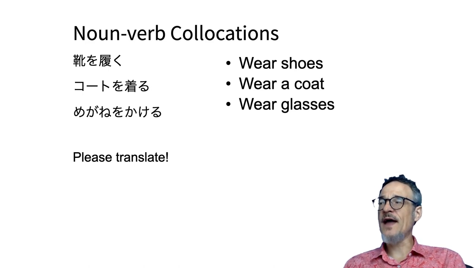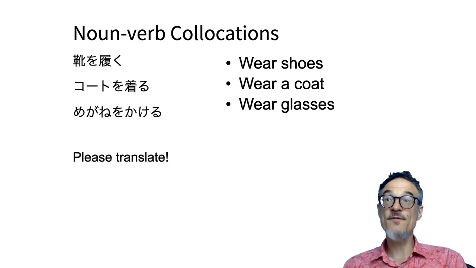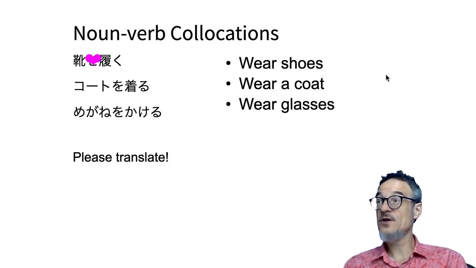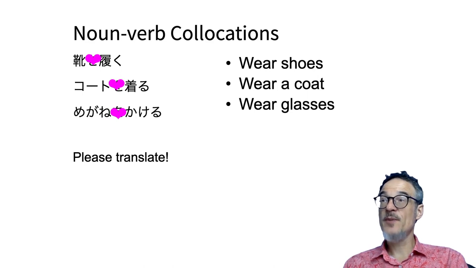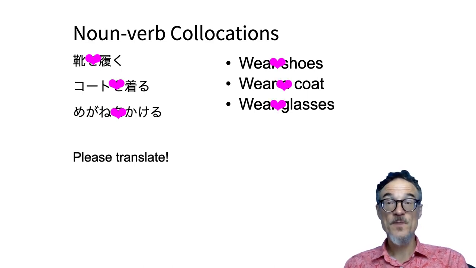Another way to look at that is that these words are friends. So in Japanese, these two words are friends, these two words are friends. But in English, these two words are friends.